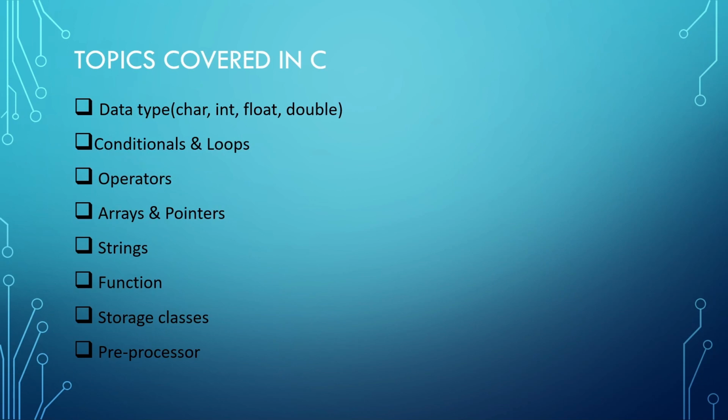Our first topic is data type. Data types are types of data stored in C program. Types of data types are character, integer, float, and double. Our next topic is conditional and loops. Conditionals are programming constructs that allow a program to execute different blocks of code based on whether a certain condition is true or false. Examples of conditionals are if, else if, and else statements.